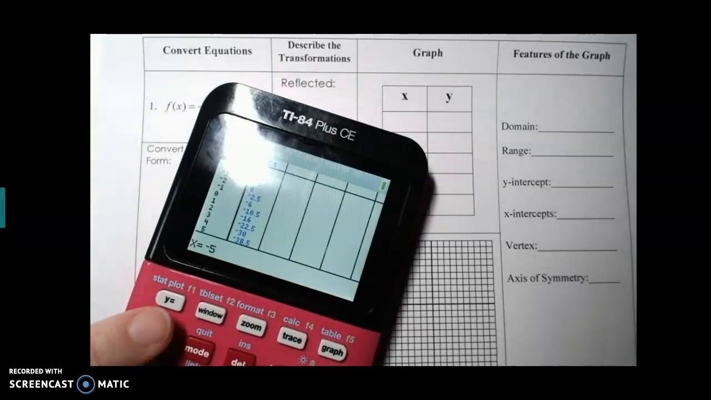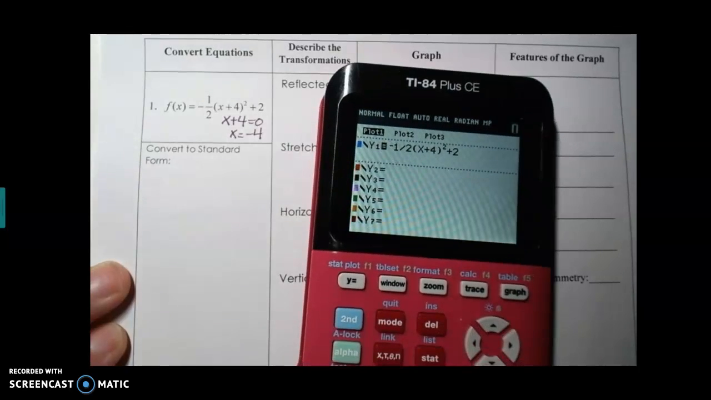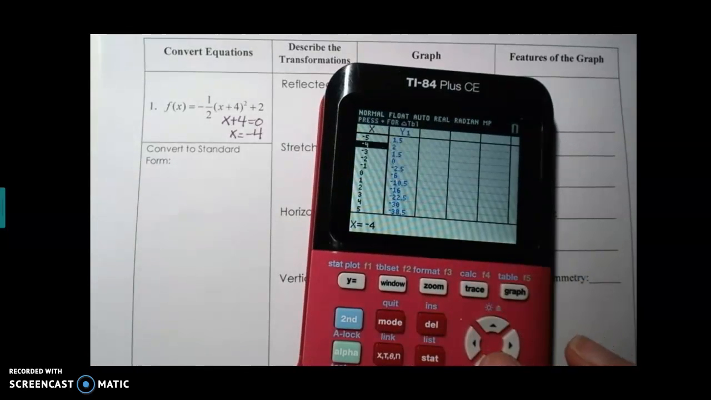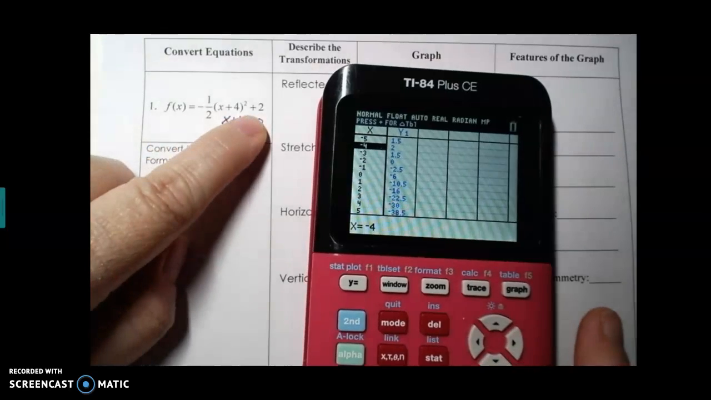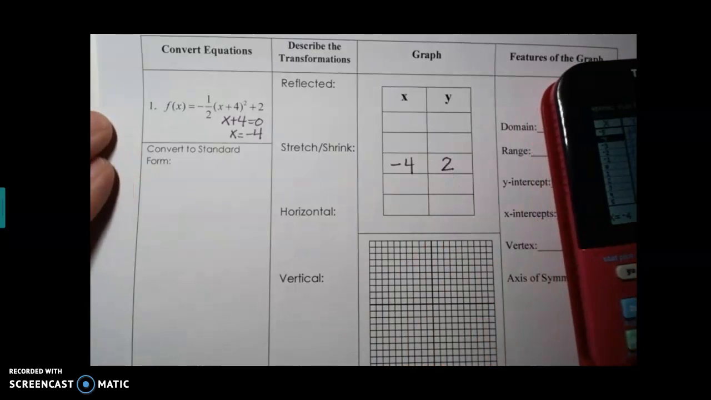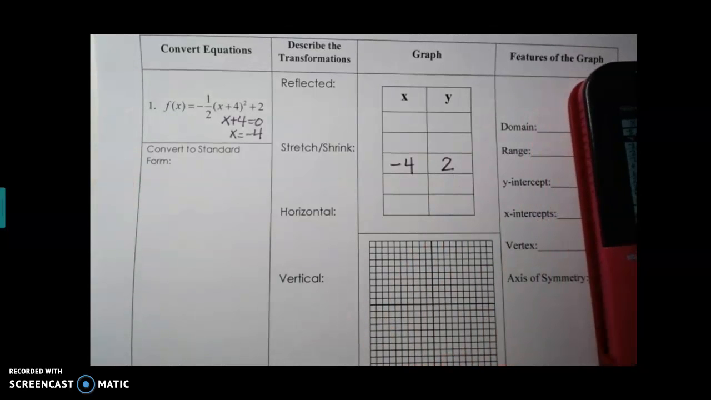or if I look in my calculator, I've put the equation in over here, it's a little easier to see. Go to the table of values. When x is -4, my y value is 2. Well, it's right there. You can see it. Okay, so now I know my x and y values for my vertex. I can go on to graph that.